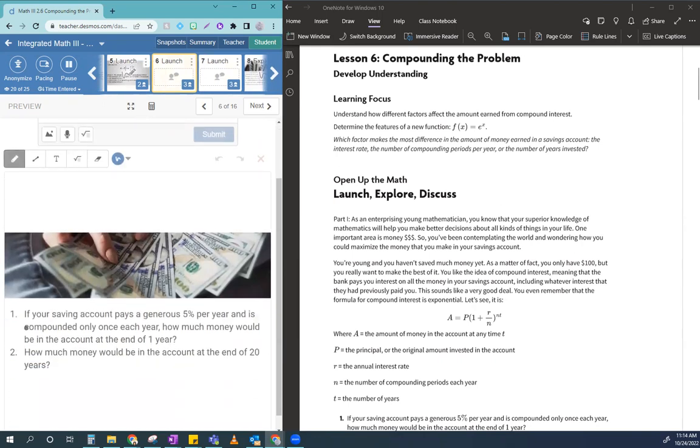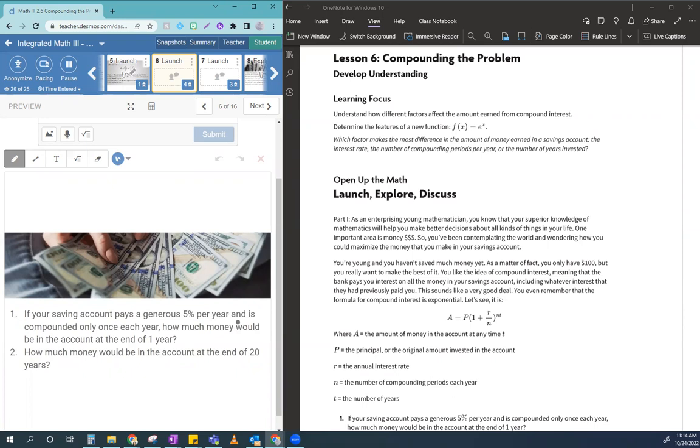All right, so it says, if your savings account pays a generous 5% per year, and you say, Ms. Johnson, 5% doesn't seem very much. Actually, for a savings account, that's a lot. My savings account currently is like 0.3%, not 3%, 0.3. So it's like a sad little penny every time.